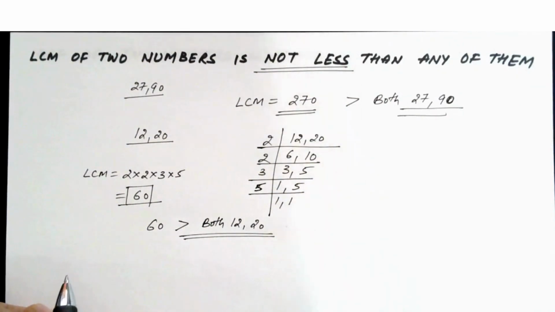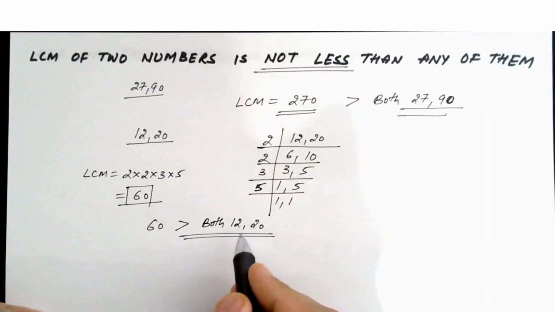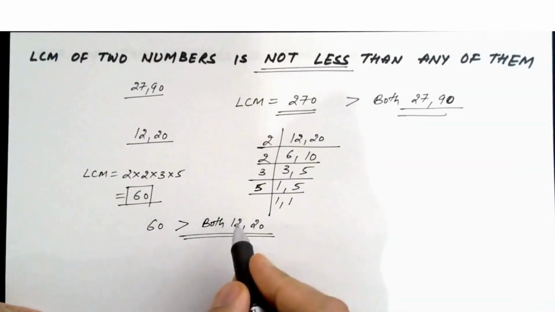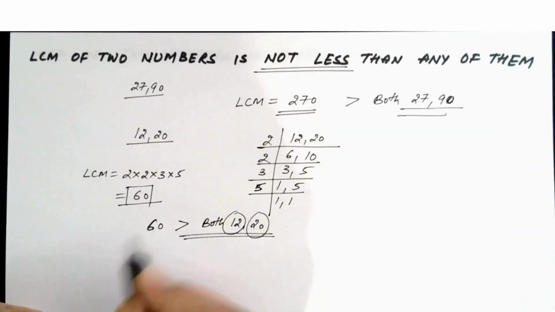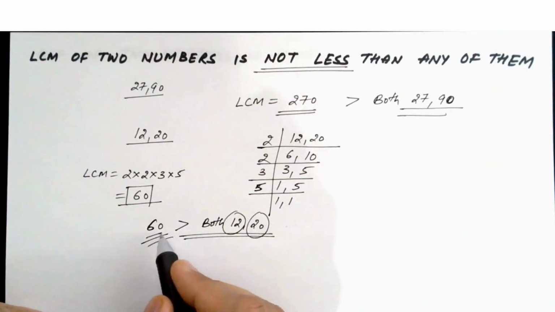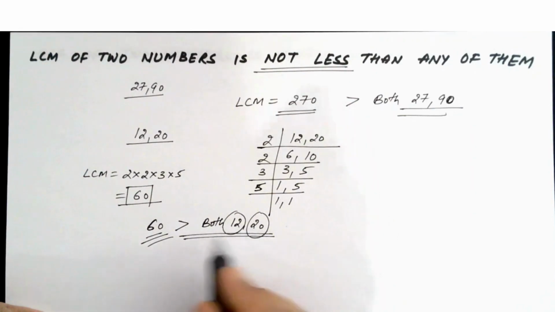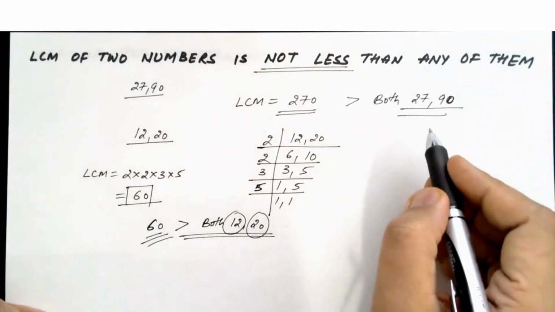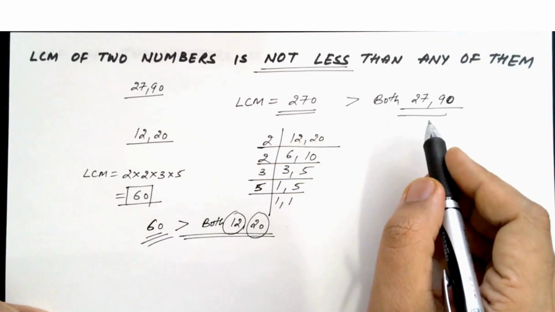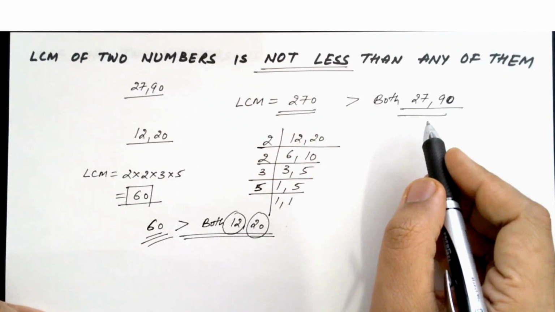So why is this greater than these two? Because the concept is that both should be able to divide this number. That's why, and this number is the least number possible which can be divided by both of these. So that's the concept. So you got this property that the LCM of two numbers will always be greater than those two numbers, and the HCF of two or more numbers will always be less than those two or more numbers.